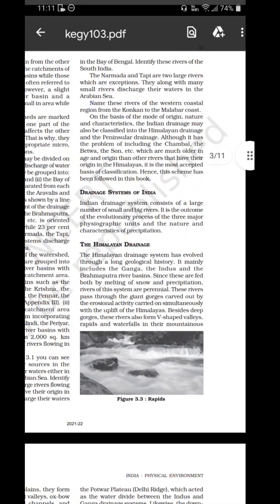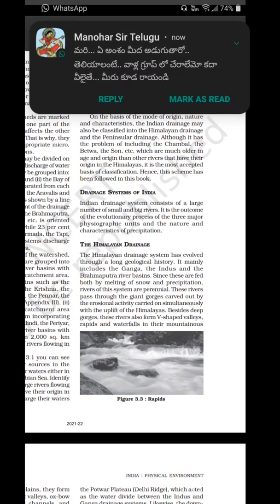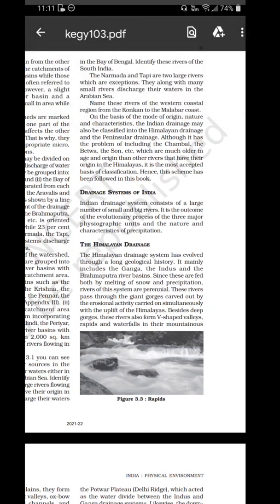Identify these rivers of South India. The Narmada and Tapi are two large rivers which are exceptions. They, along with many small rivers, discharge their waters in the Arabian Sea. Name these rivers of the western coastal region from the Konkan to the Malabar coast on the basis of the mode of origin, nature and characteristics.